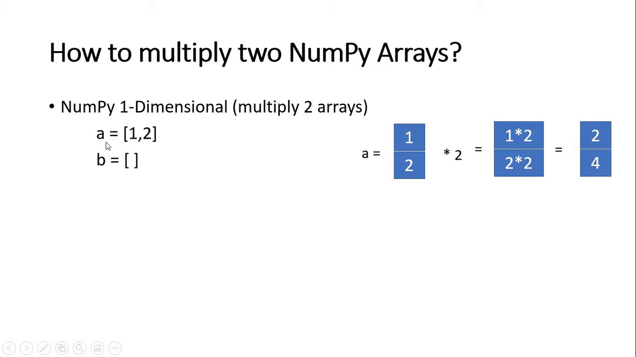For that, I am using an array A with elements 1, 2, and in B I will store the output. I am performing the multiplication with 2, meaning I want to multiply these elements with 2. In this case, it will be 1 into 2 and 2 into 2, so the output will be 2, 4. Means here B will be 2, 4. This is the way you can do the multiplication.